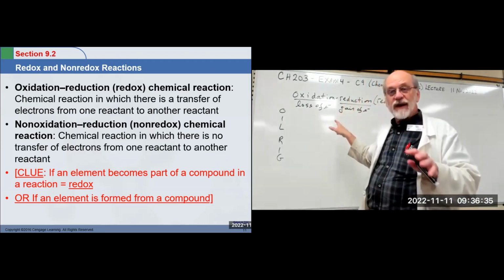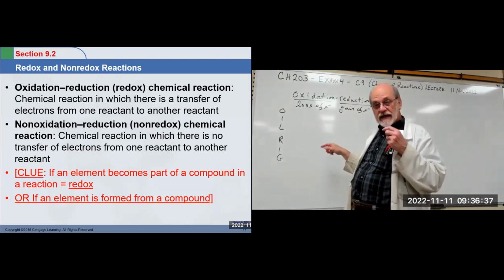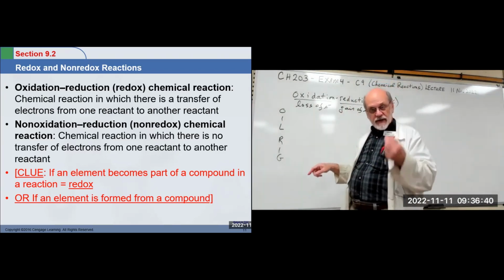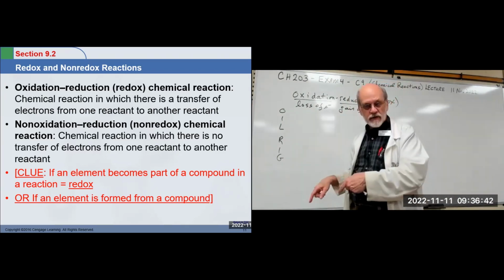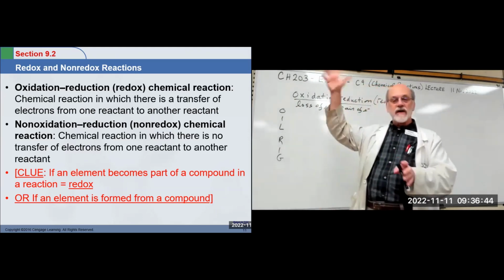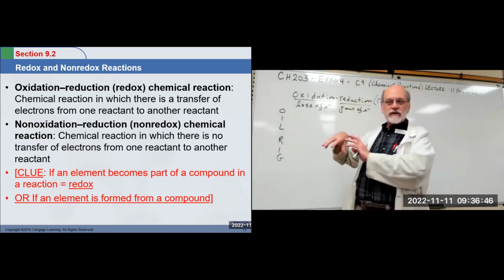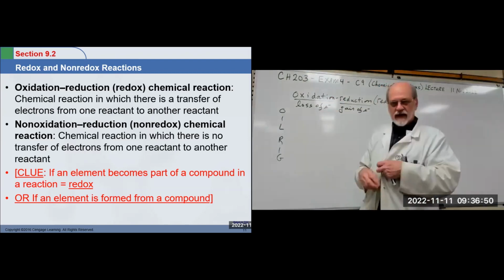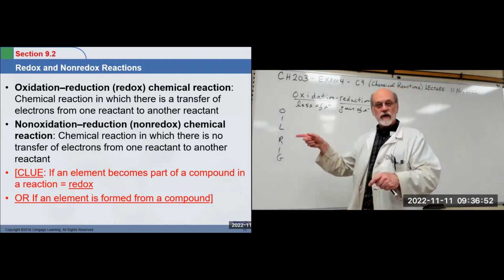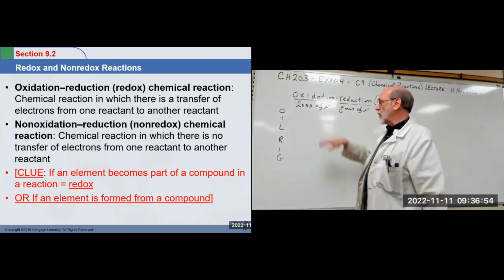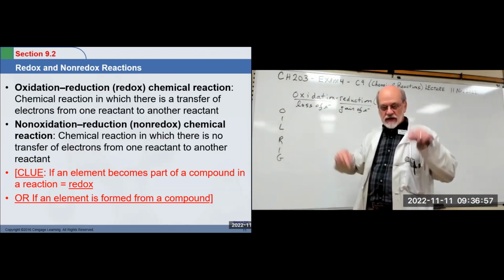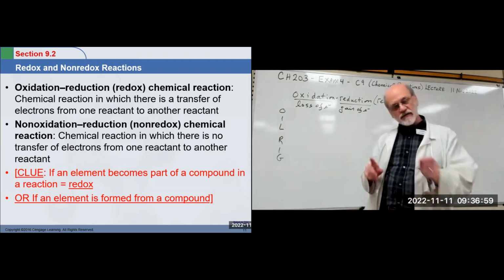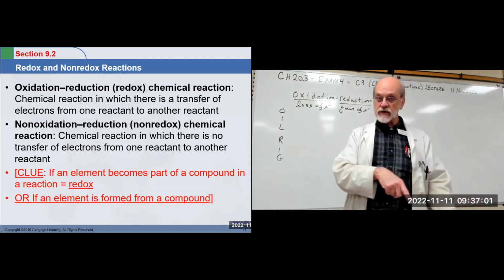And they always occur in pairs. You can't have oxidation in a chemical reaction. If something is oxidized, something else has to be reduced. Those electrons don't sit out there and accumulate to form an electrostatic charge. That's in physics. In chemistry, electrons have to go somewhere when they leave somewhere. So oxidation and reduction always occur together. If something's oxidized, something else has to be reduced.